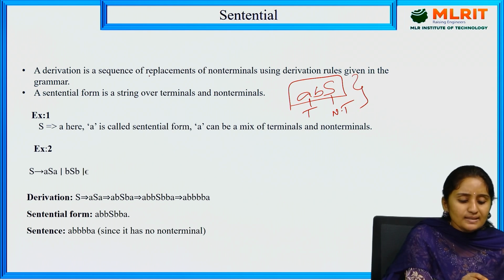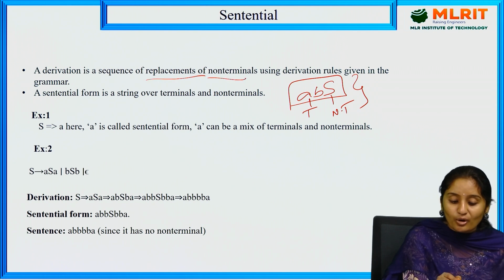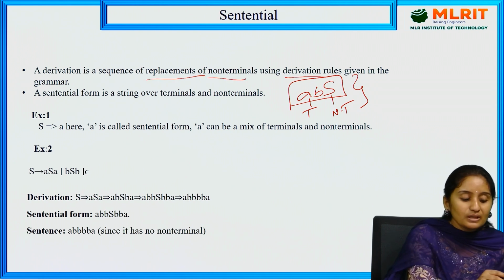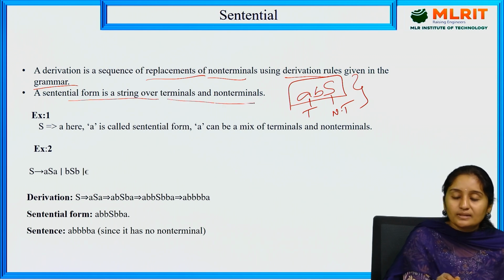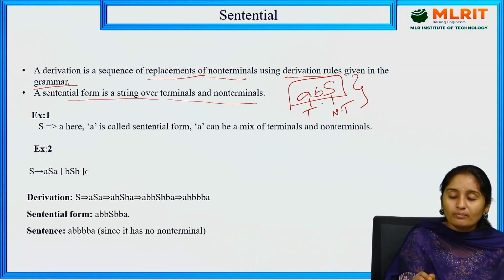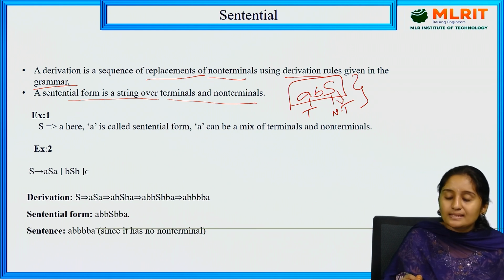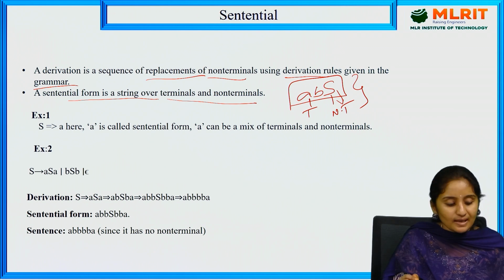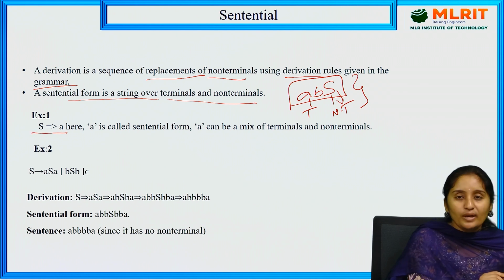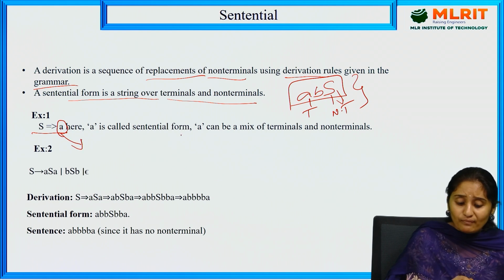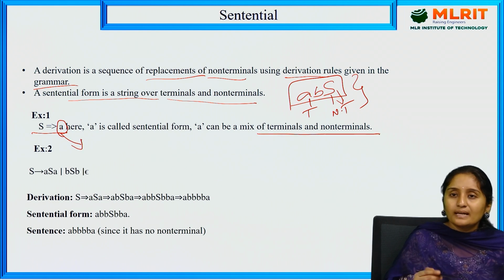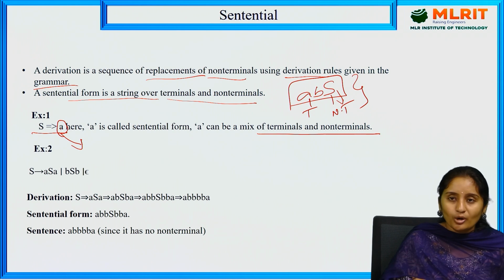A derivation is a sequence of replacements of non-terminals using the derivation rules given in a grammar. A sentential form is a string over terminals and non-terminals, and we are going to derive this sentential form to generate the sentence. See here, S tends to A. Here A is a sentential form. A can be either terminals or non-terminals or a combination of terminals and non-terminals.